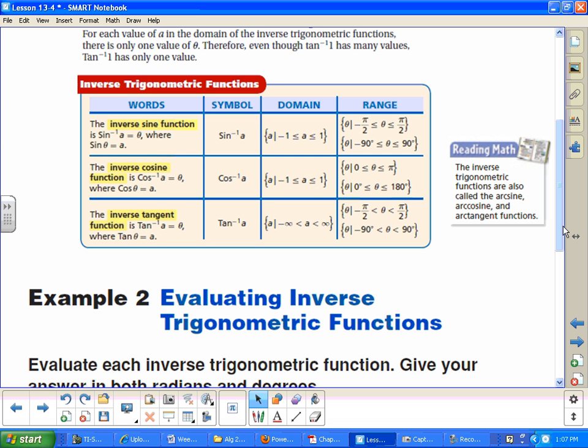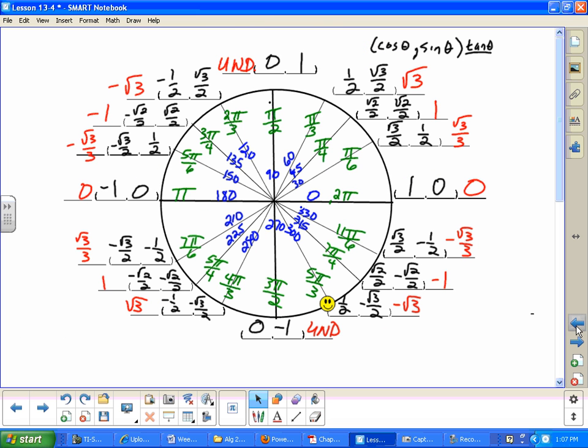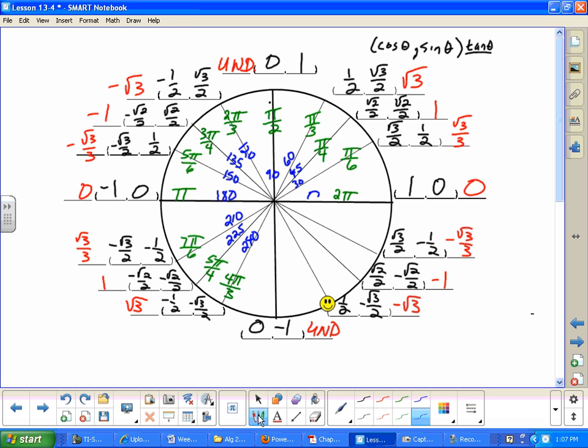So we need to take a look at our unit circle a little bit differently when we're talking about the inverse functions. What I have to do is erase these, because you're not going to do this on your paper, you want to be able to read them. I need to think about going clockwise now.